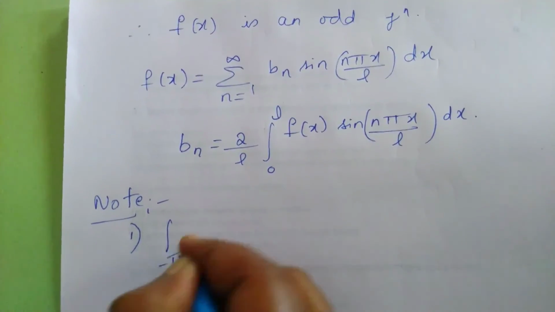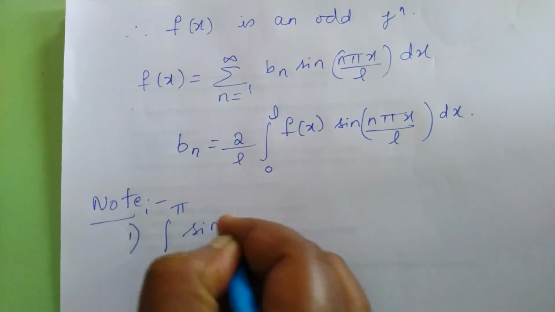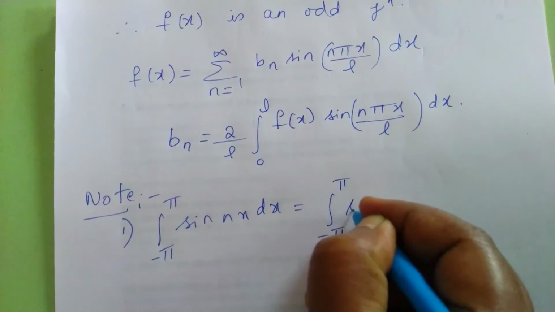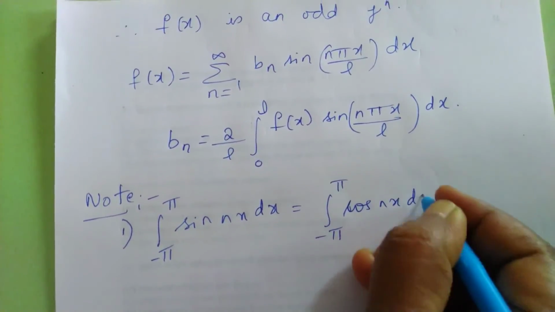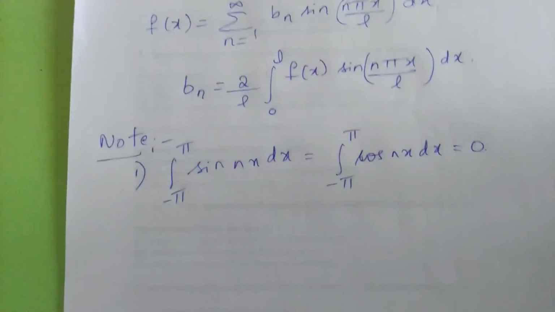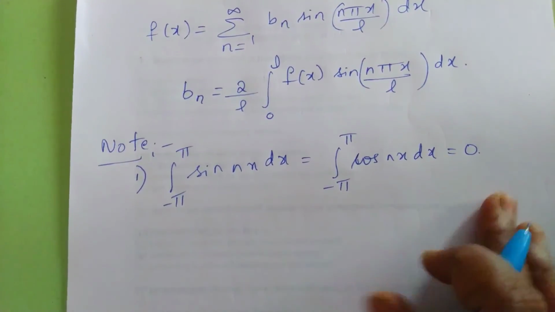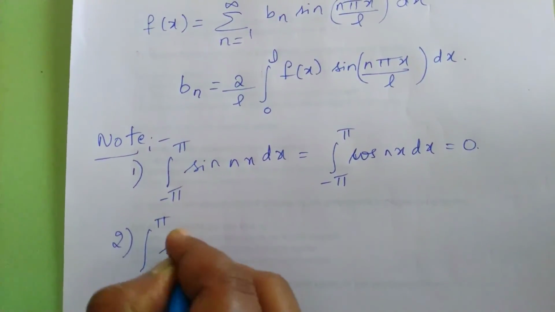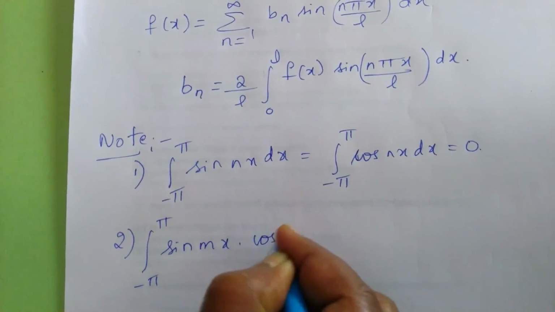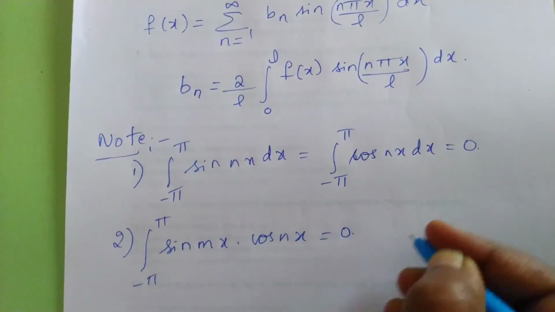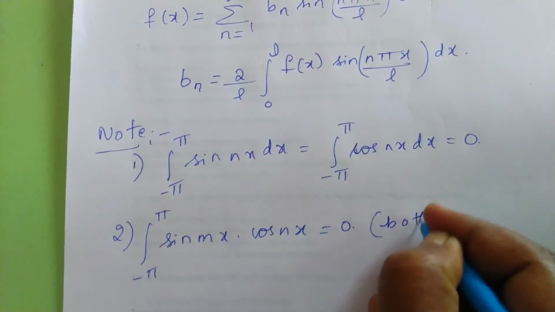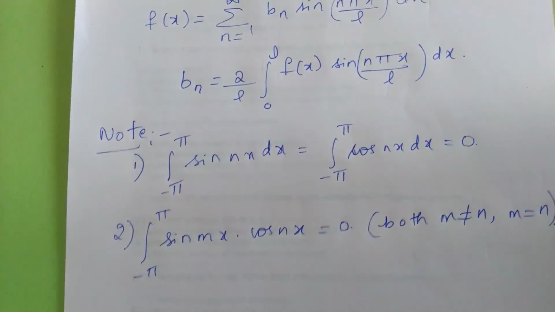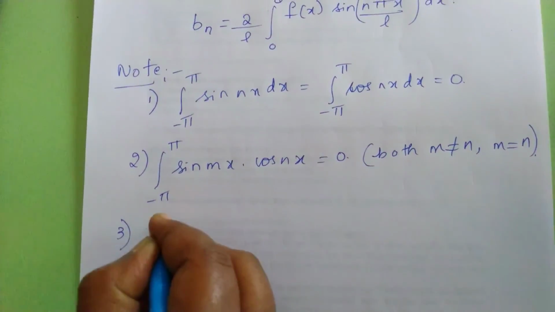Now integration minus pi to pi sin nx dx will be equal to integration minus pi to pi cos nx dx, which will be 0. This is a standard result we have arrived at. Now integration minus pi to pi sin mx into cos nx dx will be again 0. This is for both if m is not equal to n and for m is equal to n. For both the cases this condition is satisfied.